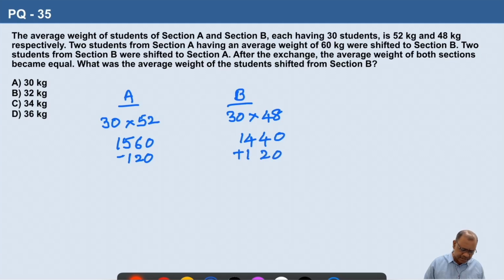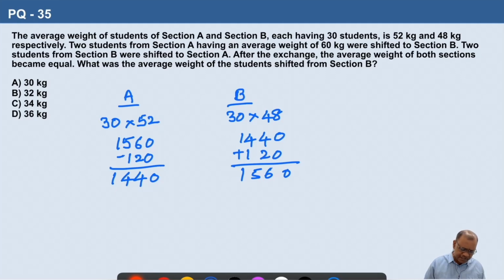What do you get if you subtract here? 6 minus 2, 4, 5 minus 1, 4, 1. If you add here, 0, 6, 5, 1. Now, after the exchange, next, two students from section B were shifted to section A. After the exchange, the average weight of both the sections become equal. What was the average weight of the students shifted from section B?